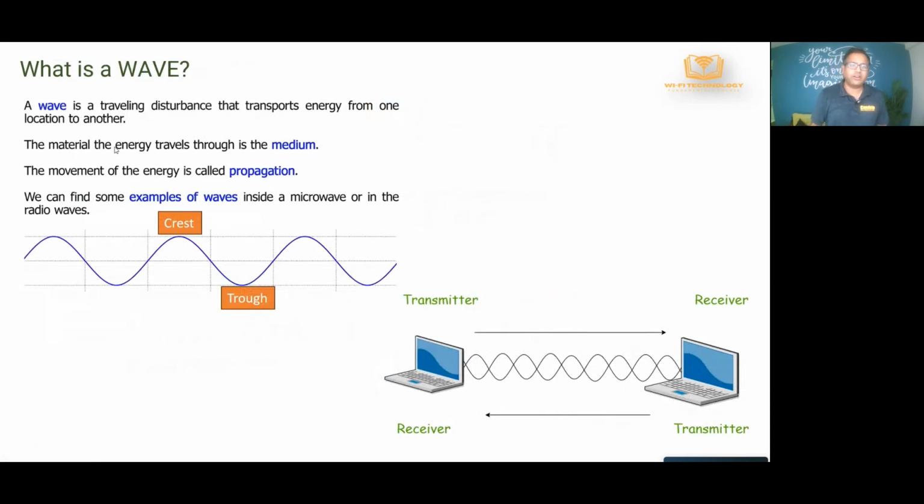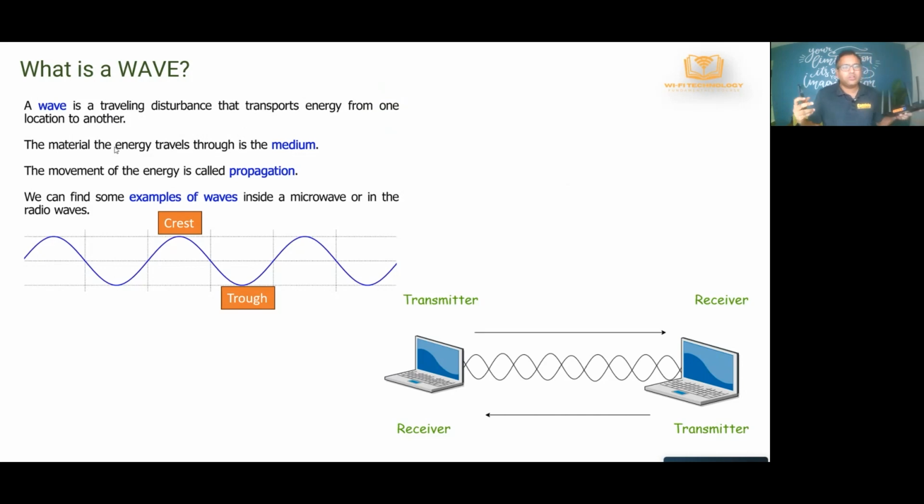So let's get back to even more basic stuff. What is a wave? We are all talking about these waveforms. A wave is just a traveling disturbance that transports energy from one location to another. If you're transporting energy, you're sending information in the form of energy. When you're sending information, ones and zeros, from the transmitter to the receiver, that information is sent in the form of energy. And energy travels in the form of waves, right? So that's basically what a wave is.